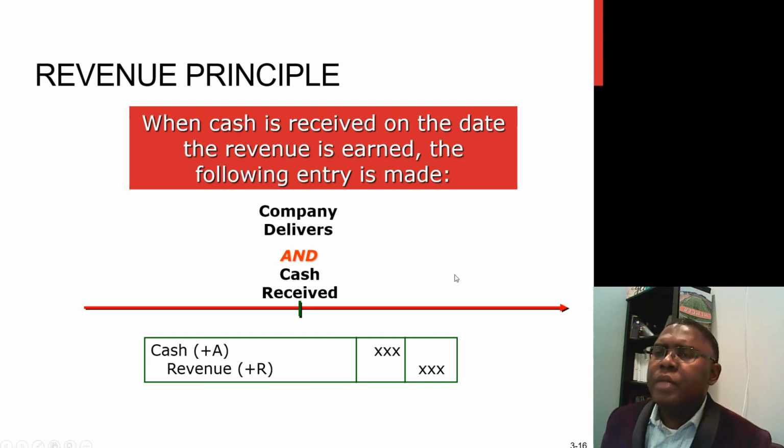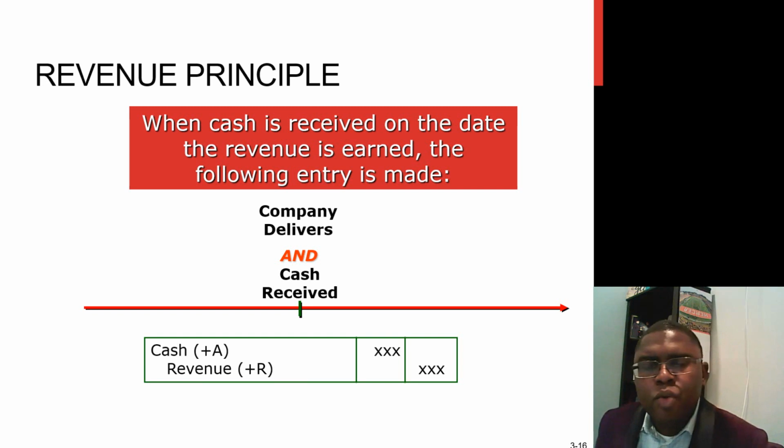example. This is the case in which cash is received on the date the revenue is earned. So when cash is received on the date the revenue is earned, the two accounts that will be affected are cash and revenue. Cash is going up and revenue is also going up. Cash is an asset. When an asset is increasing, it takes a debit balance. Revenue is also increasing. When revenue is increasing, based on our rule, it takes a credit balance. So this is how this transaction will be journalized.